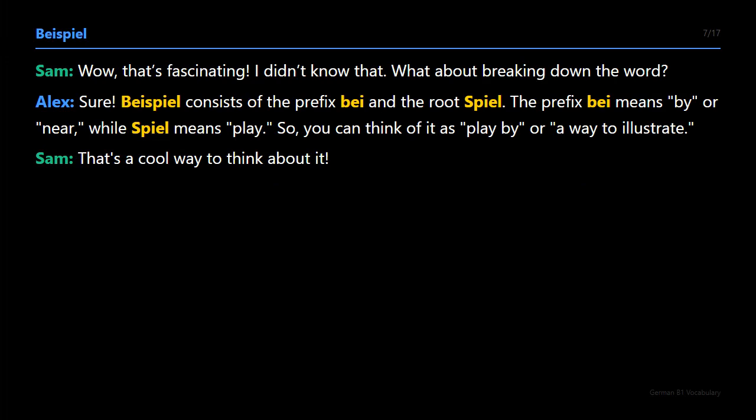What about breaking down the word? Sure, Beispiel consists of the prefix Bei and the root Spiel. The prefix Bei means by or near, while Spiel means play. So, you can think of it as play by or a way to illustrate. That's a cool way to think about it.